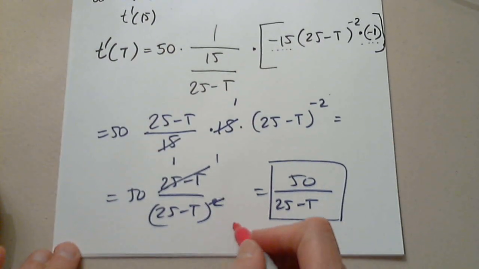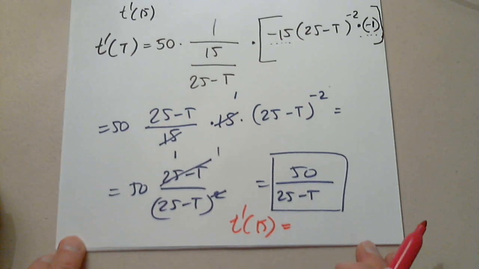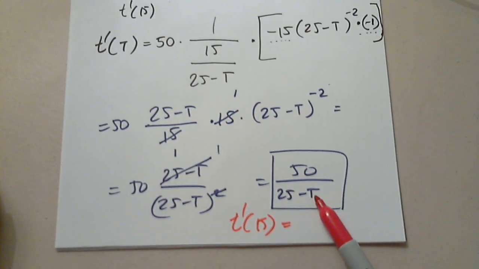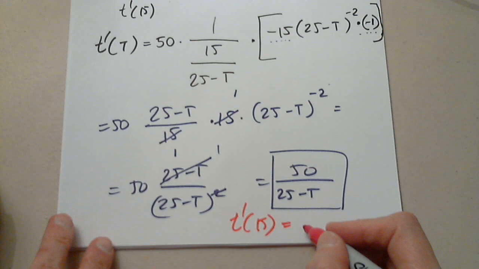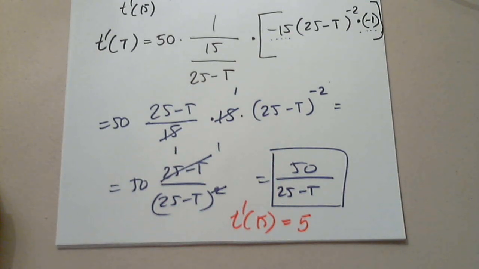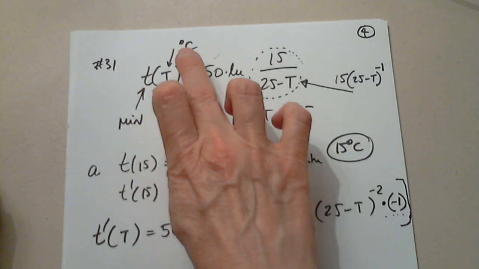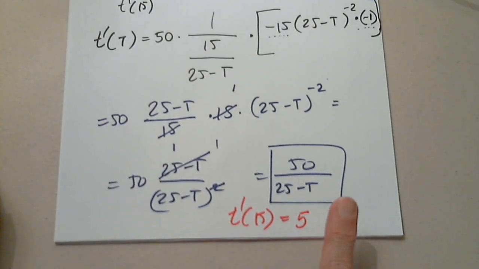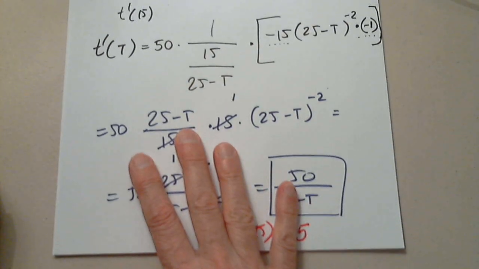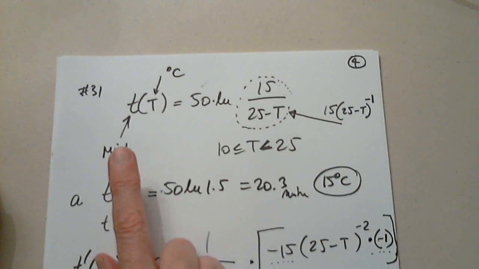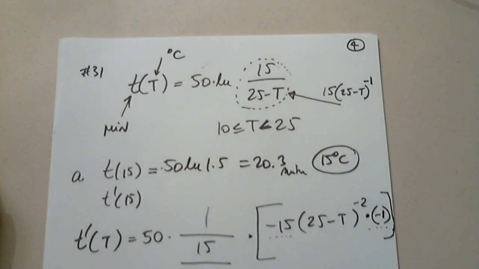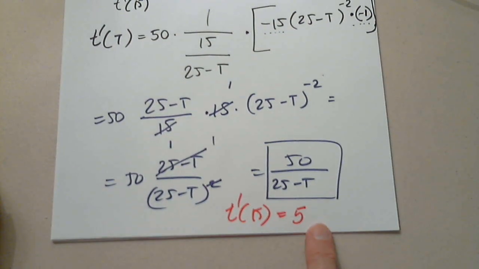So then, T prime of 15. 25 minus 15 is 10. 50 divided by 10 is 5. We need the measurement unit. Degrees Celsius per minute? Careful.